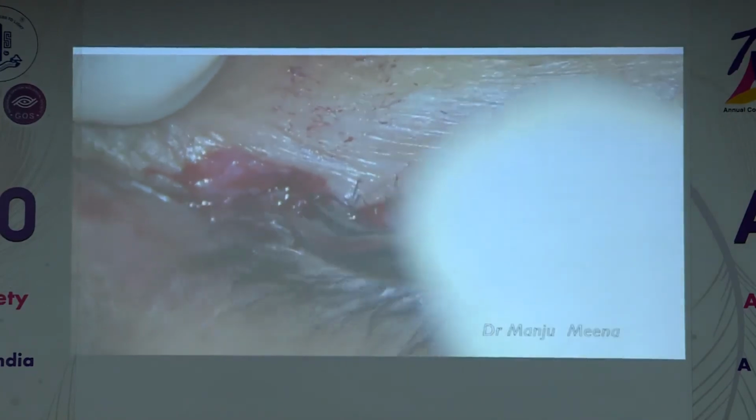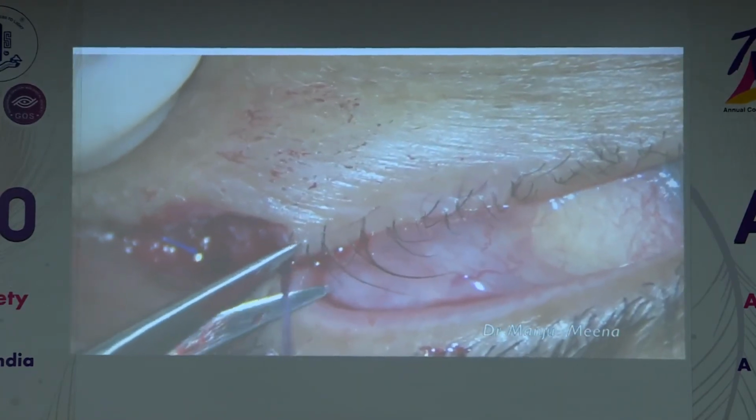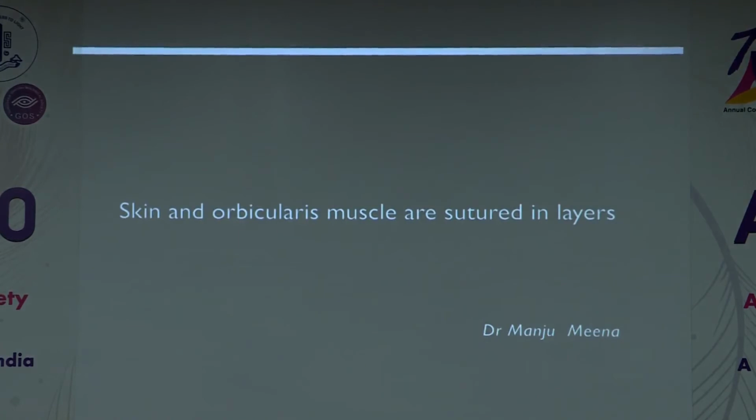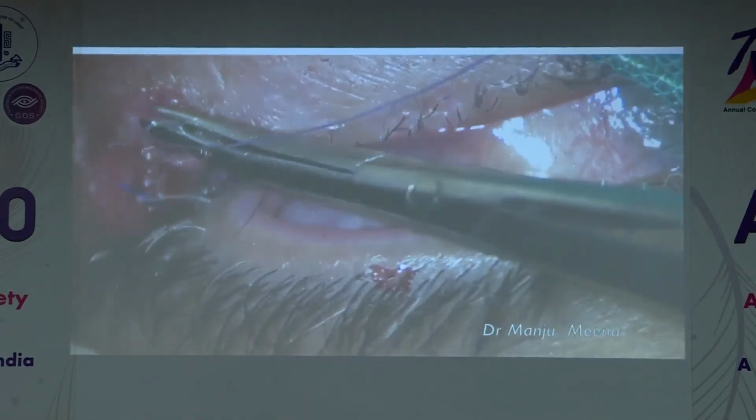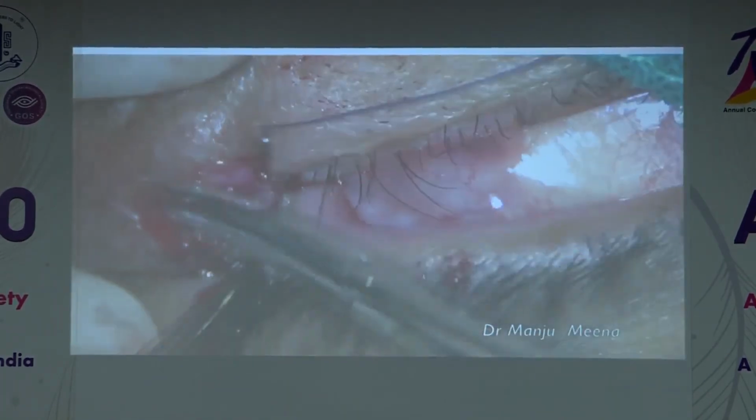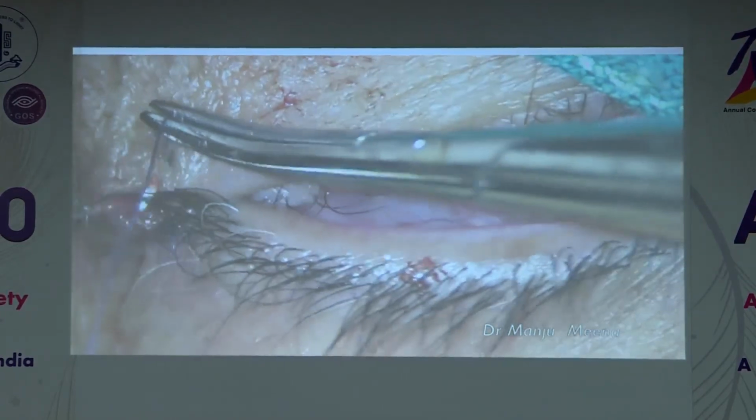I am using a 6-0 Vicryl suture because it helps in preventing the overlapping of the eyelids at the corner of the eye. And then the orbicularis muscle and skin are sutured in layers.